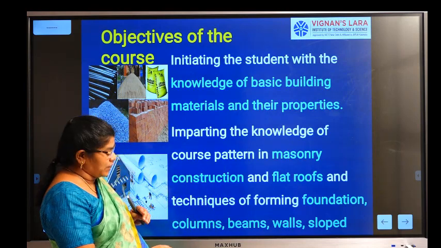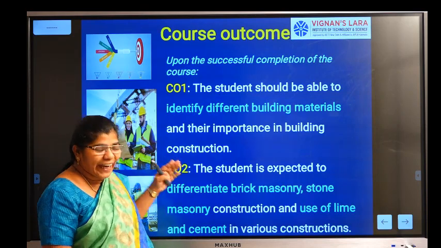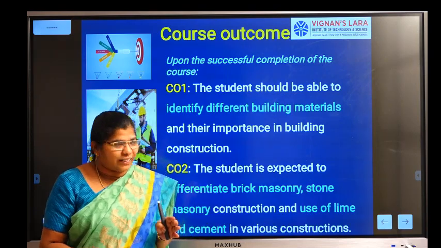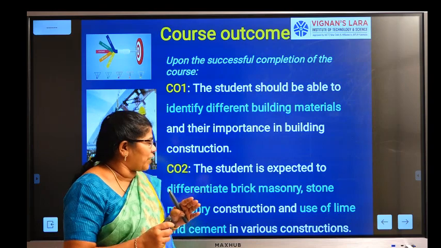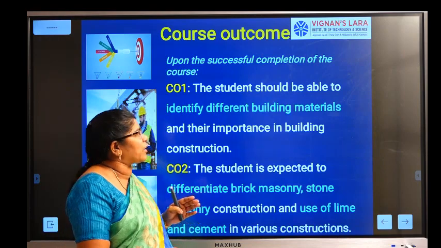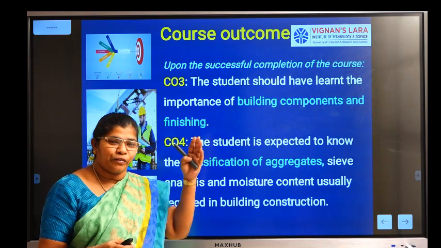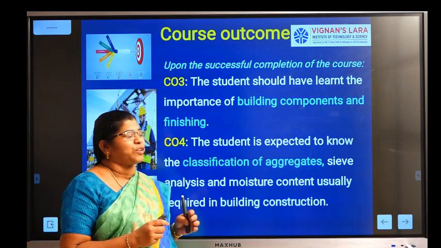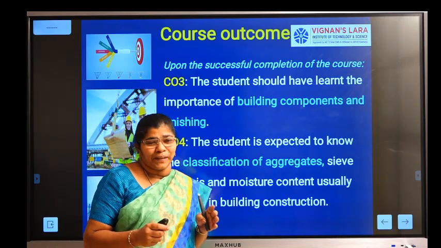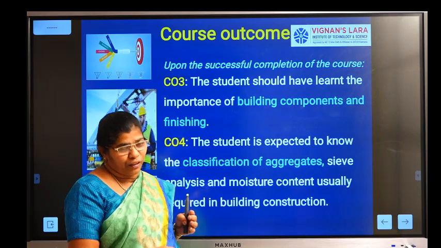So these are the course objectives. You have 4 course objectives. At the end of this subject you will be able to identify the materials for a particular building, and you will know what a stone masonry is, what a brick masonry is, and also the components of the building. What is a staircase, a wall, a roof, a floor. And you will also be able to classify the aggregates, right? We say aggregate is just a stone, but there are so many things in aggregates which you have to be careful about, right?